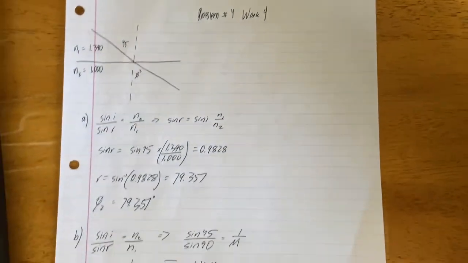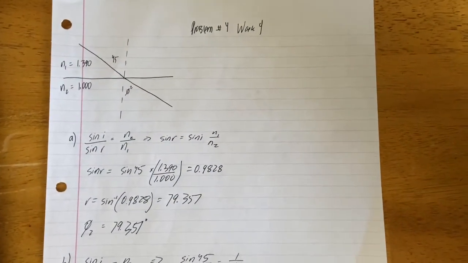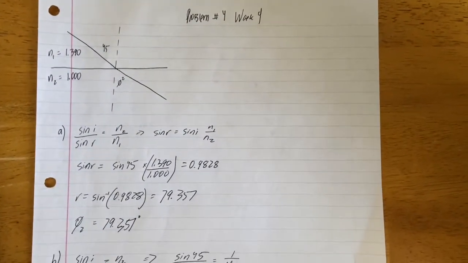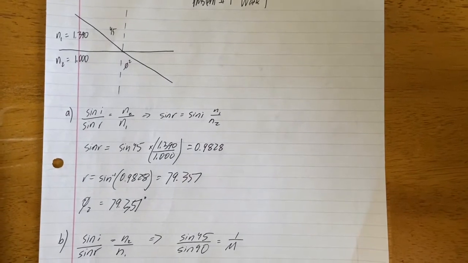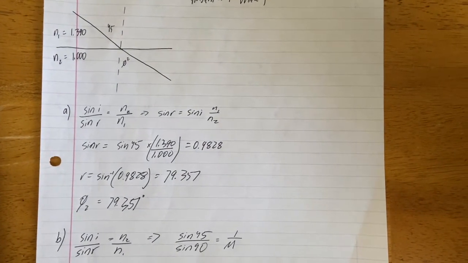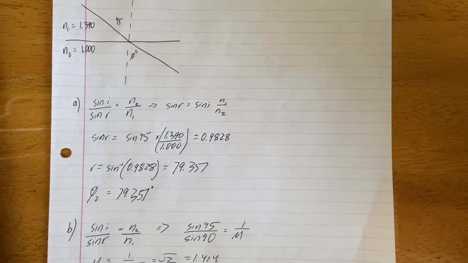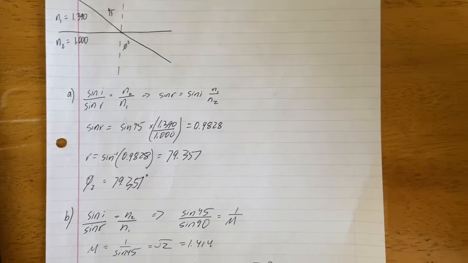So in the first part of this problem, we are going to try to find out, if the angle of incident light with respect to normal is 45 degrees, what is theta 2? So theta 2 is going to be the angle of the transmitted light, and theta 1 is the angle of the incident light.